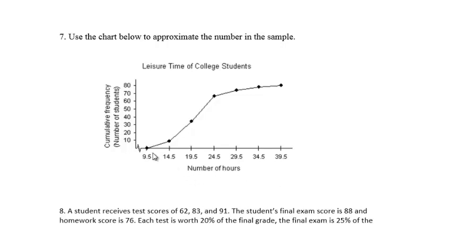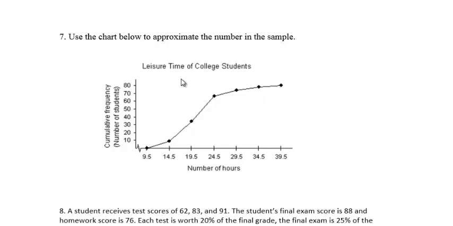So, for example, what this chart means is that at 9.5 hours, you have almost nobody. At 14.5 hours, you have 10 people. At 19.5 hours, you have almost 40 people, but that means that's the total number of students who have up to 19.5 hours. And then when you get to 70, it's up to 24.5 hours. To the point where at 39.5 hours, the cumulative frequency, which means all of the college students in the sample, have approximately 39.5 hours or less of leisure.